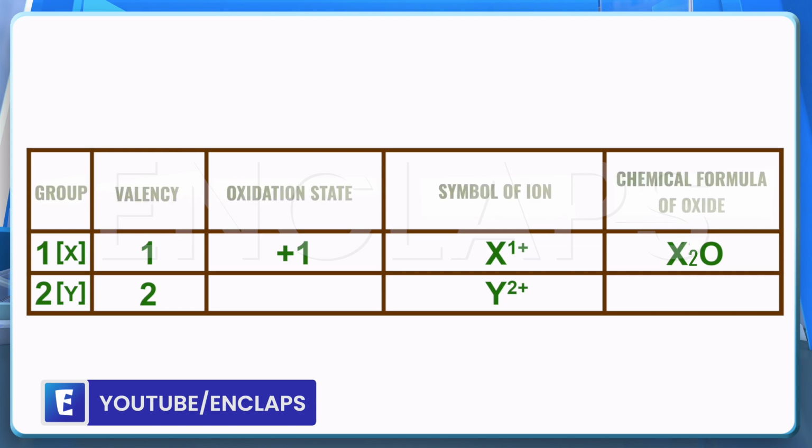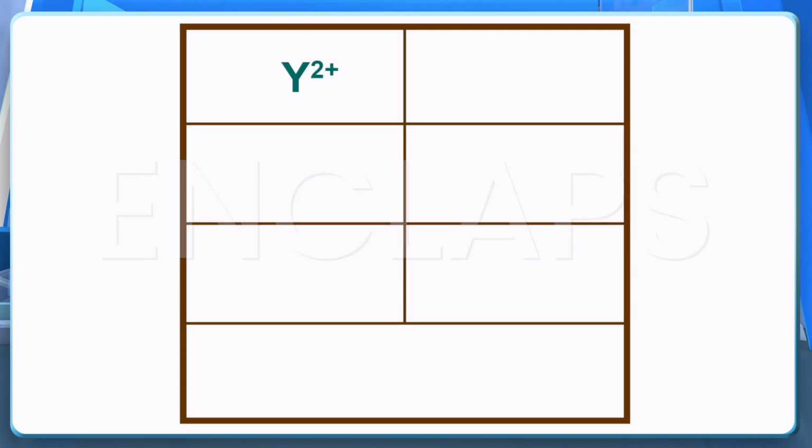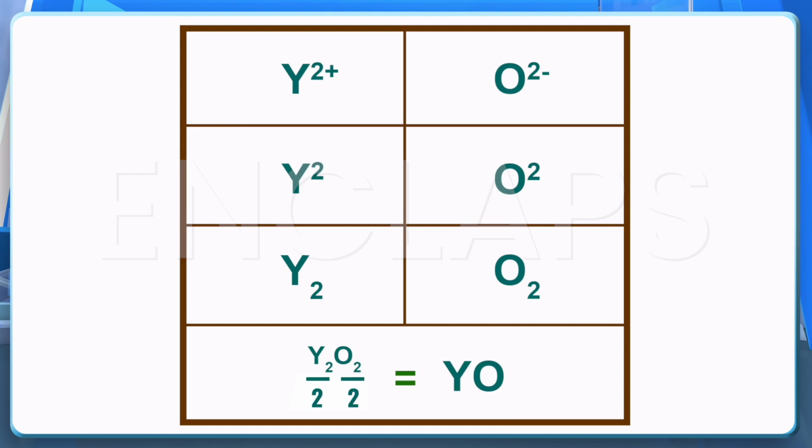Now let us consider the case of the element Y. In the case of Y, it is given that the valency of Y is 2 and its ionic form is represented as Y2+. So what should be its oxidation state? Yes, 2+. Now we have to find out the chemical formula of the oxide of this element Y. Since we know that the ionic form of Y is Y2+ and the ionic form of oxygen is O2-, how can you write the chemical formula of the oxide of Y? Yes, YO. This is the chemical formula of the oxide of Y.